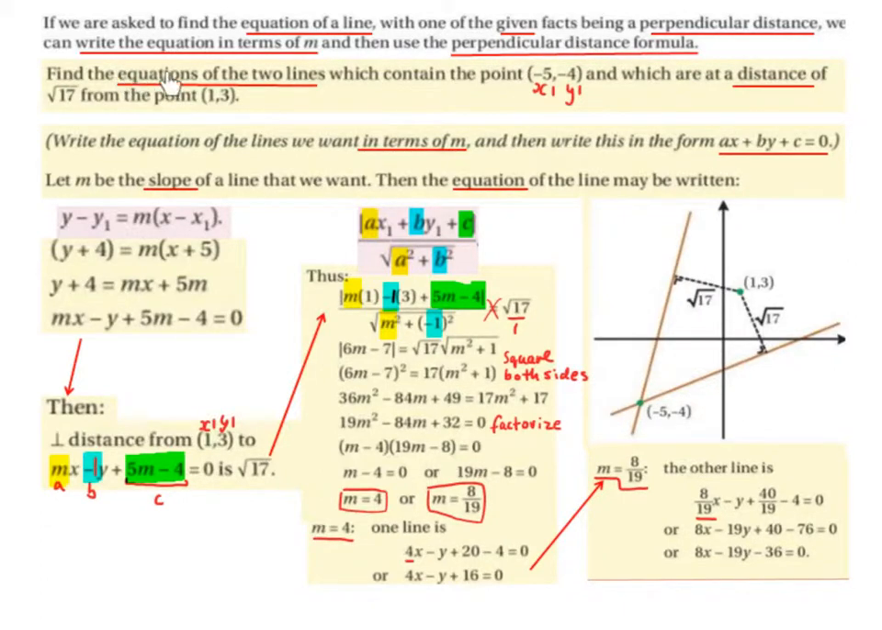So we were asked to find the equations of the two lines which contain the point minus 5, minus 4 and which are a perpendicular distance of root 17 from the point 1, 3. So the equations are 4x minus y plus 16 equals 0 and 8x minus 19y minus 36 equals 0. So we can see it drawn out here on our xy axis. So we see this is the point 1, 3. These are the two lines. This is the point of intersection, minus 5, minus 4. And this is the perpendicular distance, root 17, from the point 1, 3.